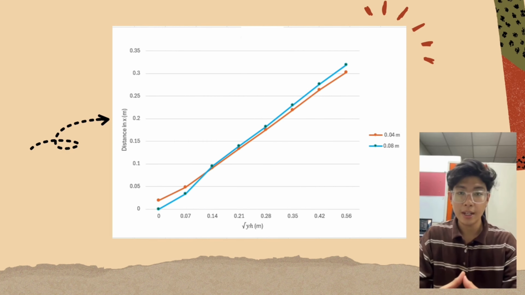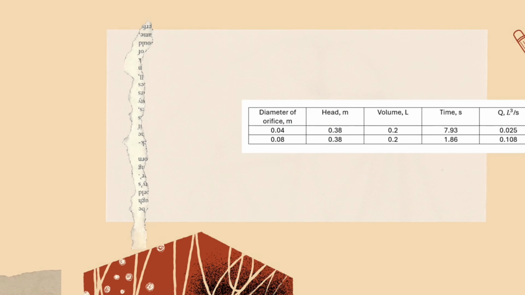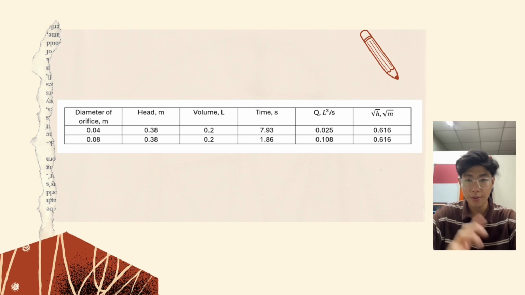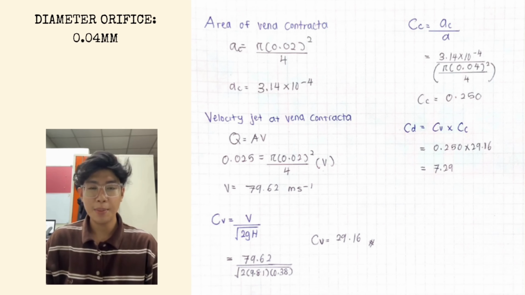For the graph, we plot the graph from the data we obtain. The distance x will be represented on the y-axis, and the value of square root yh is used for the x-axis. This data that we collect is to obtain the value of flow rate and the time of the water flow. This is all the samples of calculation.